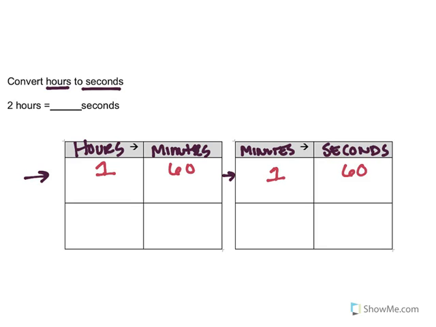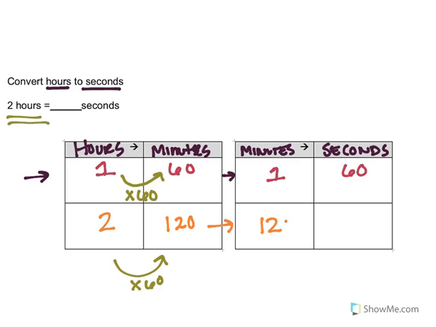Now we got to find the rules that we'll be using. If I'm going from hours to minutes, I'm increasing at a rule of times 60. So the rule for this table would be multiply by 60. So if I have 2 hours, let's put in 2 hours, and I multiply that by 60, that gives me 120 minutes. So we would then want to take our 120 minutes and convert it to seconds over in the second table. But we got to first find that rule. 1 times 60 equals 60.